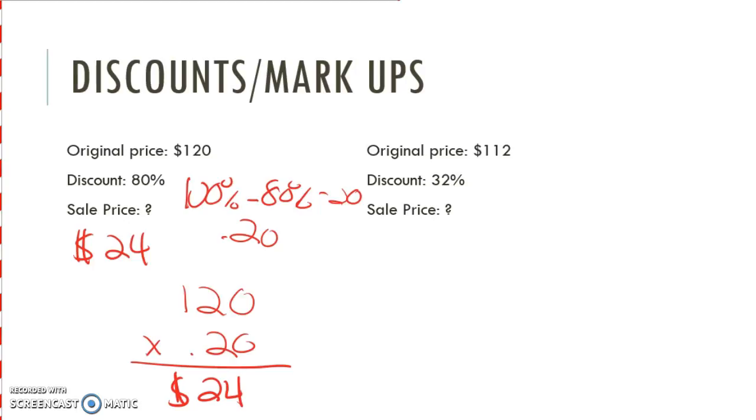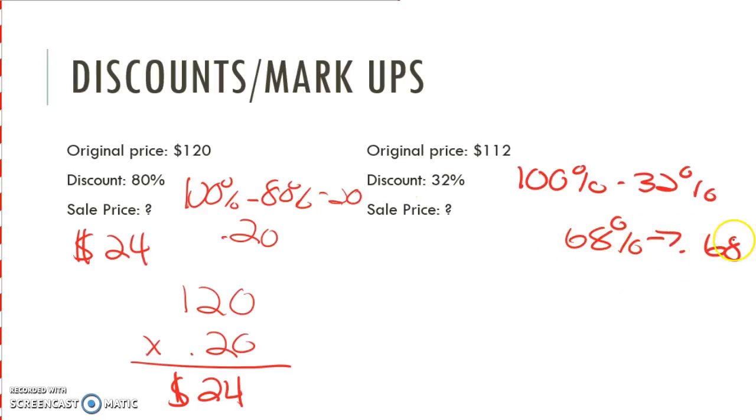Alright, so like I was saying, the second one is the same process. So I'm going to take my discount, which is 32%. Since I know it's a discount, I'm going to subtract it from 100%. So 100% minus 32% gives me 68%. Then after I get that as a percent, I need to turn it to a decimal, which is 0.68. And then I'm going to take my original price of 112 and multiply by 0.68.